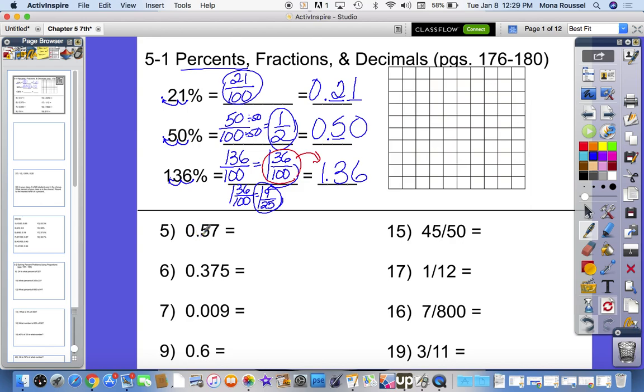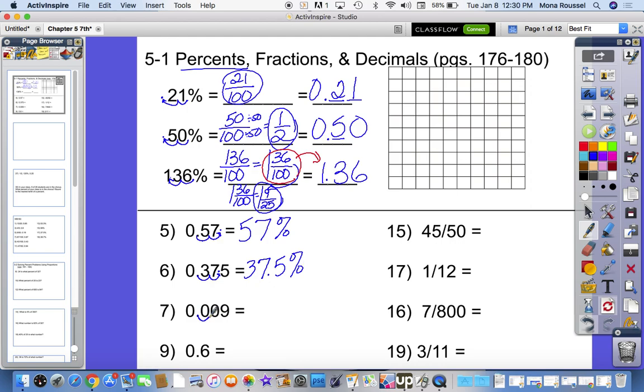Now in number 5, we're changing 57 hundredths, the decimal, into a percent. So if the shortcut to change a percent into a decimal works, to move the decimal 2 times to the left, then if we move the decimal 2 times to the right, we can make a decimal number into a percent number quickly. Because 57 hundredths means 57 out of 100. 57% means 57 out of 100. They have the same value and the same meaning. On number 6, we move the decimal to the right 2 times. The decimal is now between the 7 and the 5, and we have 37 5/10%.